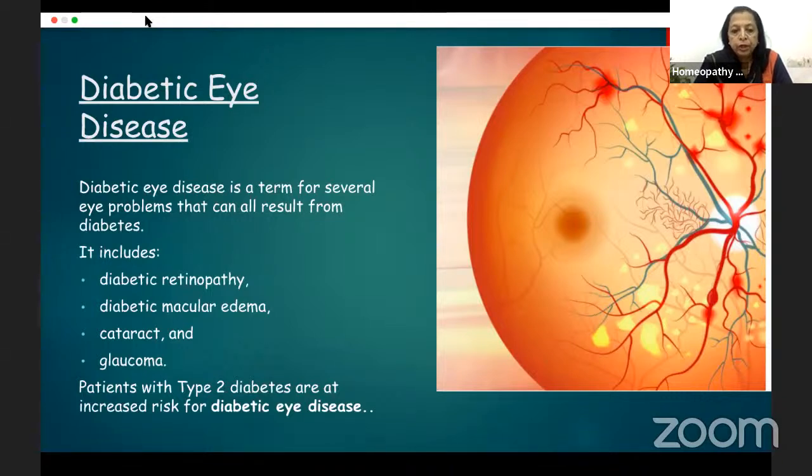This is the non-proliferative type. There are no new blood vessels in this case. During this time, you can always go for photocoagulation and prevent further progress of your diabetic retinopathy.